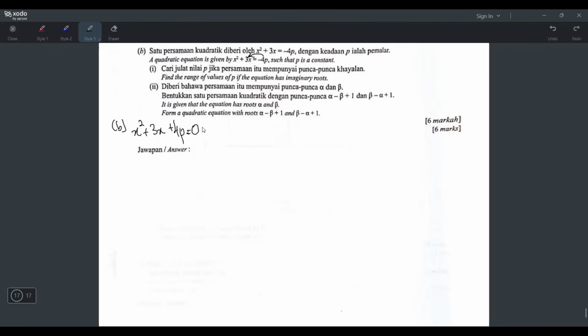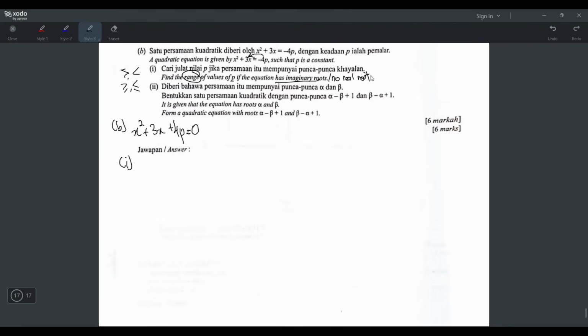Okay. And then next step, they say p is a constant. Okay, this is not important. And then B1, find the range of p if the equation has imaginary roots. Okay, when the question says range, it means your answer will have the symbol bigger or smaller, or bigger than or equal to, smaller than or equal to, right? And the keyword here should be imaginary roots. So what is imaginary roots? It means it has no real roots.